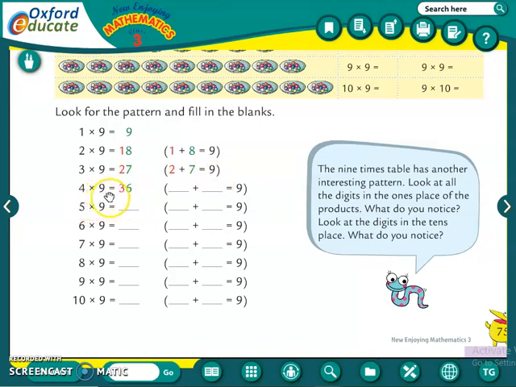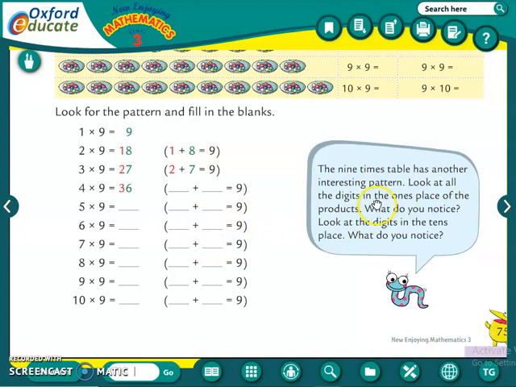4 multiplied by 9 is equal to 36. Here you have to write 3 plus 6 is equal to 9. You can see all the addition of these two numbers, the answer of the addition will come only 9. So you have to write the rest of the numbers here and you have to do addition of those numbers and you will find the answer 9 only. The 9 times table has another interesting pattern that we had seen here.